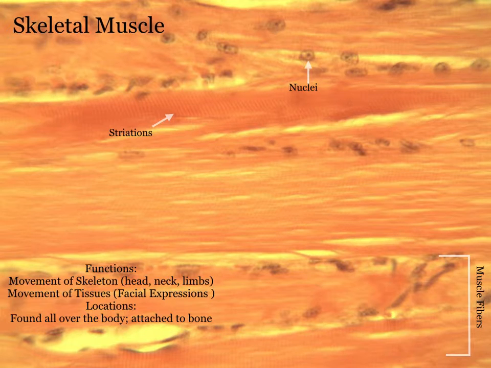Skeletal muscle is muscle attached to the bones. We often call skeletal muscle voluntary muscle. Skeletal muscle is very long and narrow, and it contains many striations. Skeletal muscle allows us to move our head and limbs, and also lets us be able to talk and breathe, along with many other things.